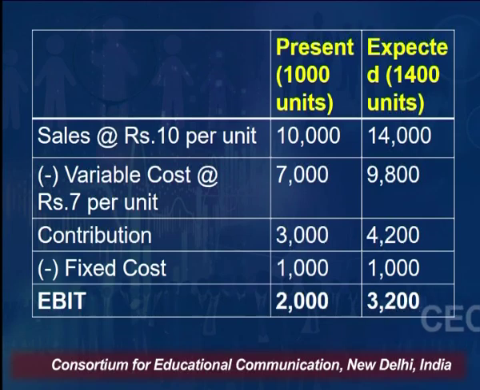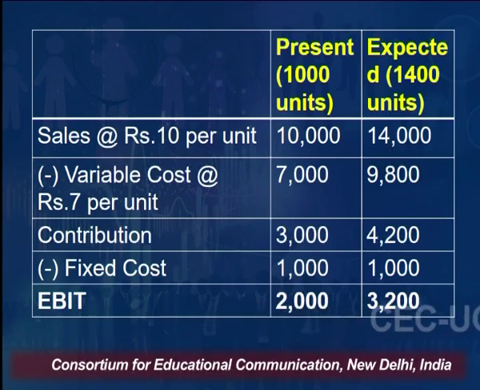Now, let us try and understand the concept of operating leverage with the help of this example, wherein we have, in the second column, the present sales or present condition, where we are about to sell 1000 units, and in the extreme right column, the expected level of sales that we want to achieve, that is 1400 units. In the first row, sales happen at the rate of rupees 10 per unit. So, the present sales will be rupees 10,000 and expected sales will be 14,000.